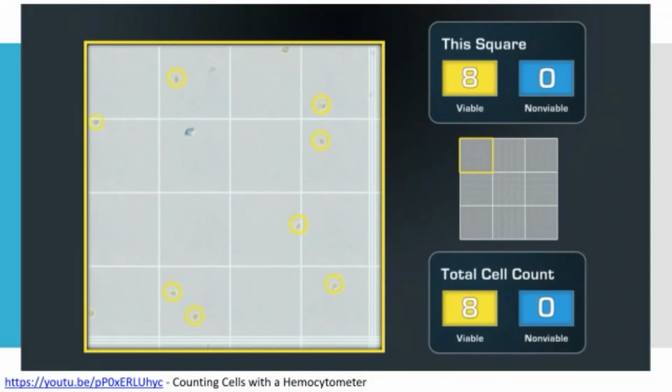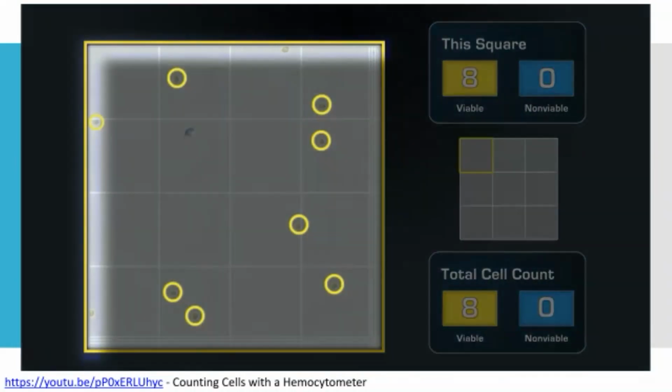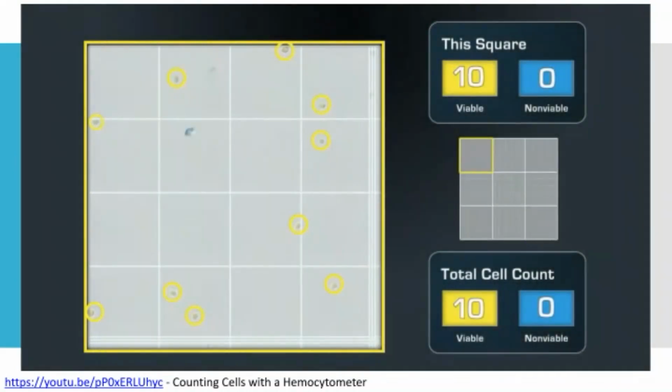So what about the cells that are touching the boundaries of the square? In our lab, we count the cells that touch the top and left boundaries, and we ignore the cells that touch the right and bottom boundaries. 9, 10. We need to count the number of both living and dead cells.